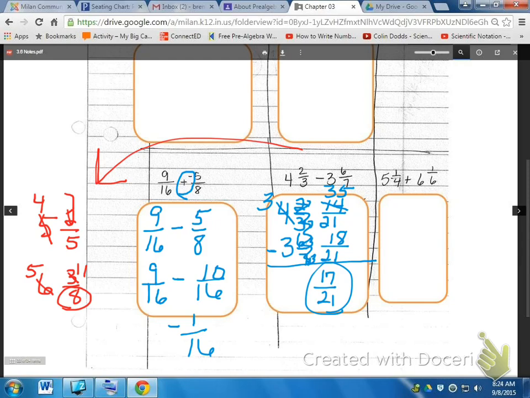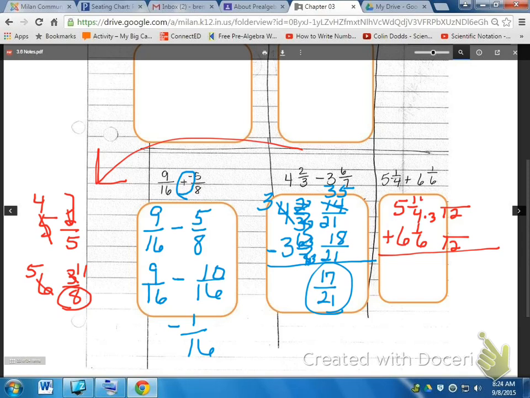Let's try one more. 5 1/4 plus 6 1/6. I'm going to write this one vertically. 5 1/4 plus 6 1/6. When I look at my denominator, I look at the biggest one, it's 6. Does 4 go into 6 evenly? No. So take 6 times 2. 12. Does 4 go into 12 evenly? Yeah, so let's make it 12.